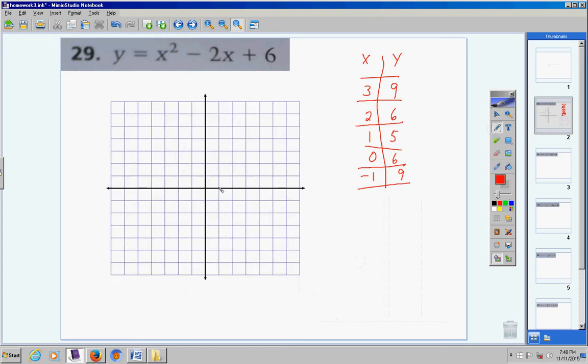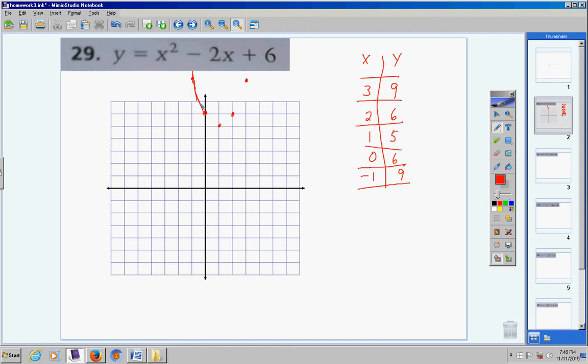Alright, let's plot these points. 3, 9, so over 3, then up 7, 8, 9. 2, 6, over 2, up 6. 1, 5, over 1, up 5. Then 0, 6, so 0, 6. And then -1, 9, so -1, 9. I went pretty fast on that. Next time I'll go a little slower.